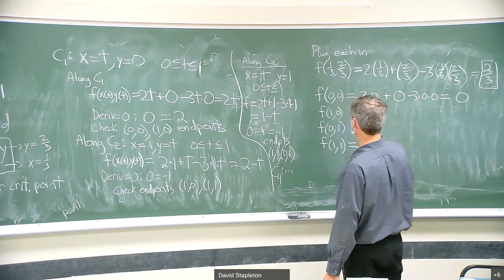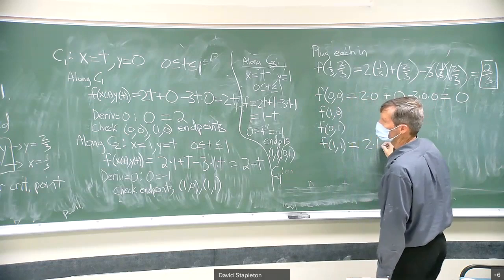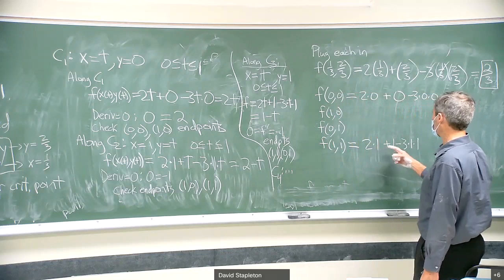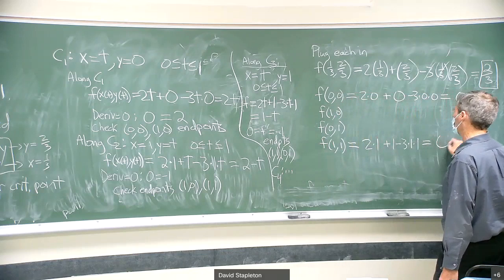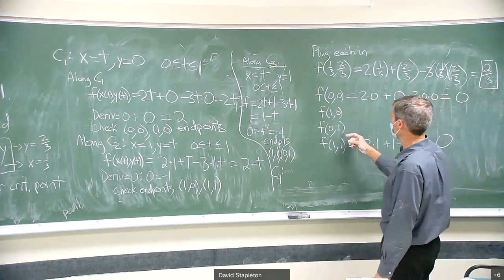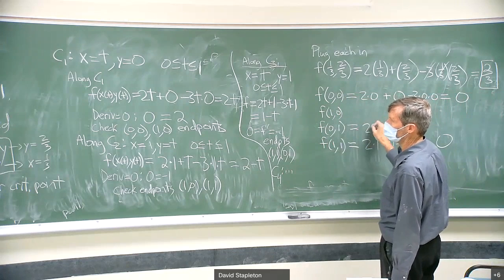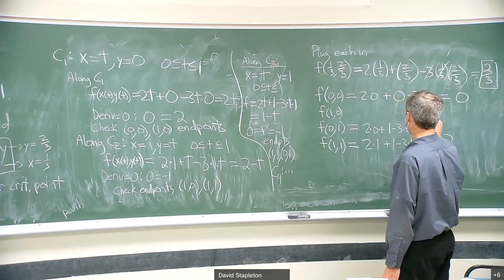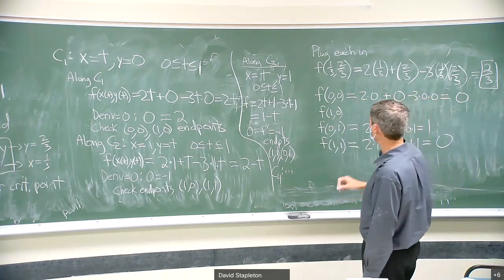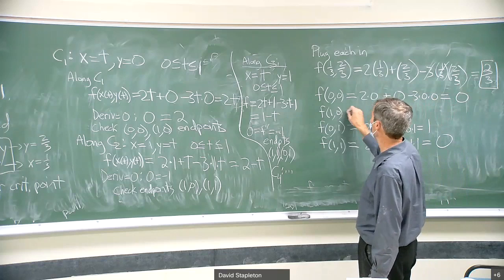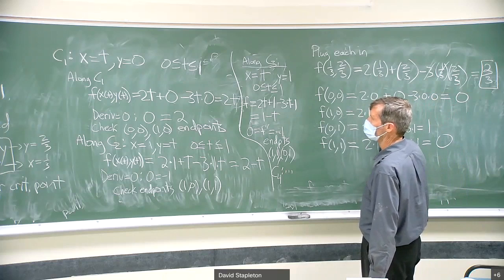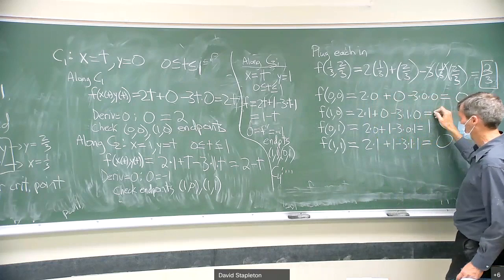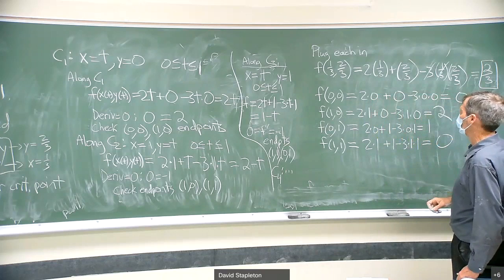At 1, 1, we've got 2x plus y minus 3xy. 2 plus 1 is 3, minus 3 is again 0. And f of 0, 1 gives us 2x plus y minus 3xy gives us 1. And finally, f of 1, 0 gives us 2 times 1, plus y is 0, minus 3 times x times y gives us 2. Looks like it. All right.